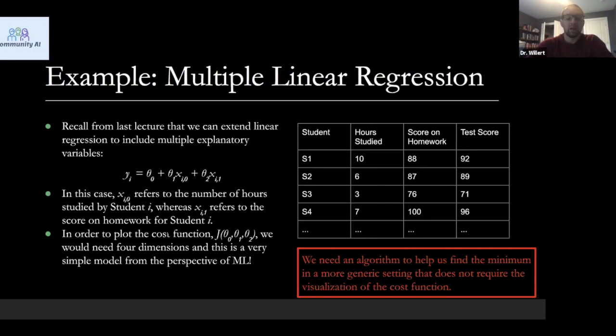So in order to plot this cost function, the cost here is a function of 3 parameters now, theta 0, theta 1, and theta 2. And we would need 4 dimensions to be able to plot this. So we can't do that. And still, this is one of the most simple algorithms in machine learning. We haven't even started discussing something more complex like artificial neural networks, and we already have 3 parameters that we have no hope of visualizing. So we need an algorithm that helps us find the minimum in a more generic setting that doesn't require visualization.